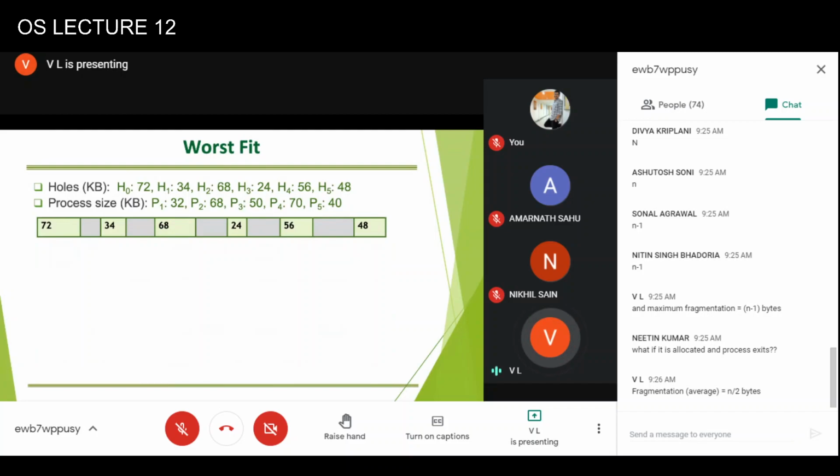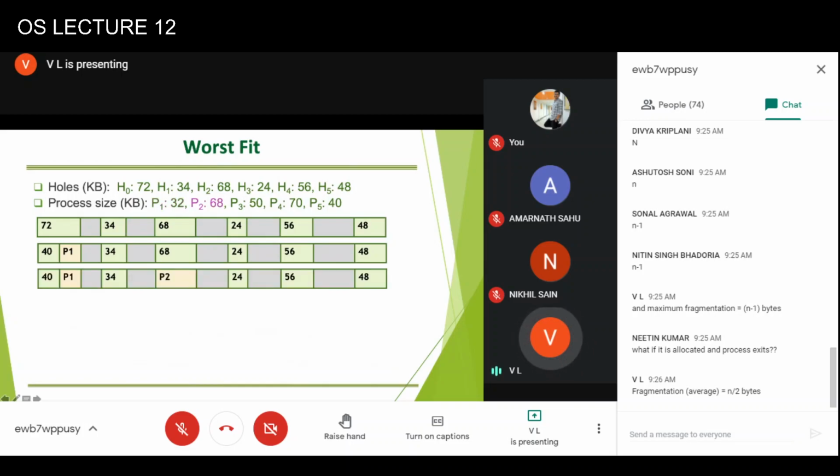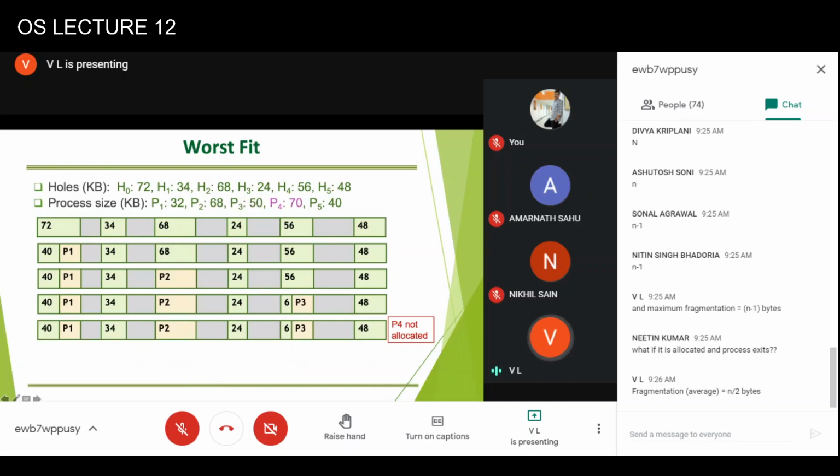Worst fit, 32 will go to the largest hole, which is 72. Then 68 will go to the largest hole. Now it is 68 itself. 50 will go to the largest hole. 70 cannot be allocated. 40 will go to the largest hole. So this is how the worst fit scenario should look like.